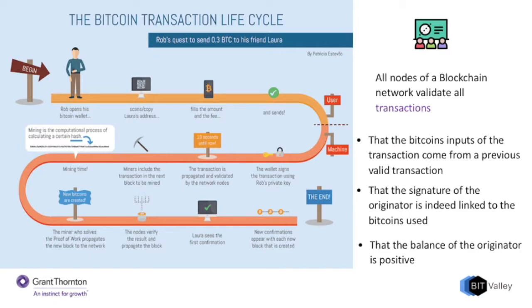First, the wallet signs the transaction using Rob's private key. Second, the transaction is propagated and validated by the network nodes. All nodes of a blockchain network validate all transactions by validating that the Bitcoin inputs of the transaction come from a previous valid transaction, that the signature of the originator is indeed linked to the Bitcoins used, and that the original balance of the originator is positive.